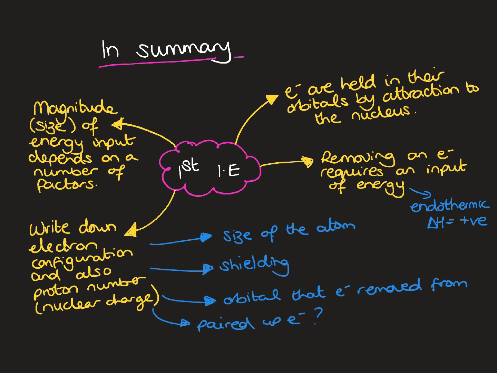Overall, the idea of first ionisation energy is it really gives us a whole load of clues about the electron configuration of an atom. We can use values of first ionisation energy to predict trends when we can see a periodic table, and we can kind of work backwards. So there's lots of different questions that can be asked about this, but this gives you overall a summary of the ideas.